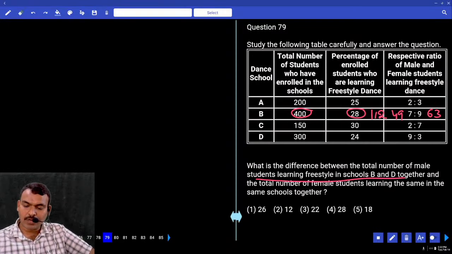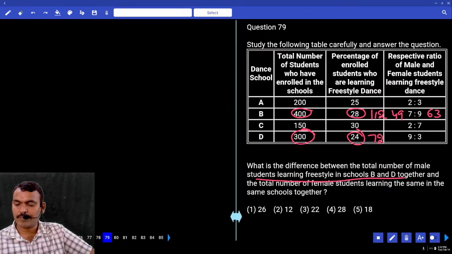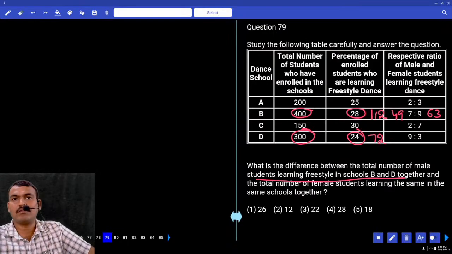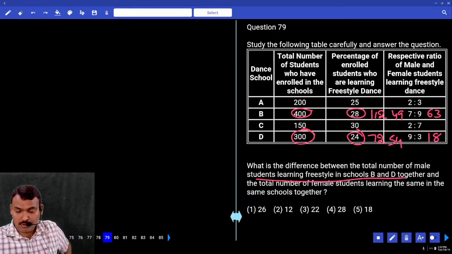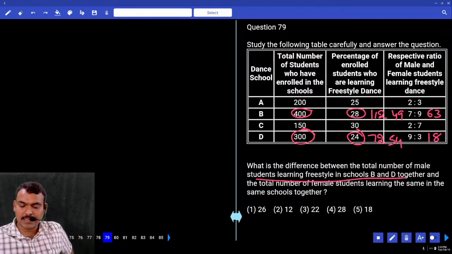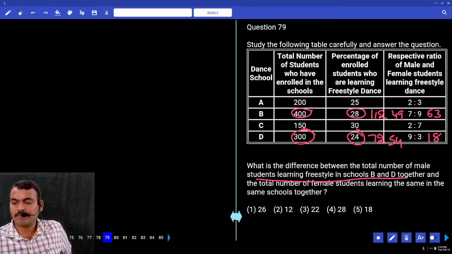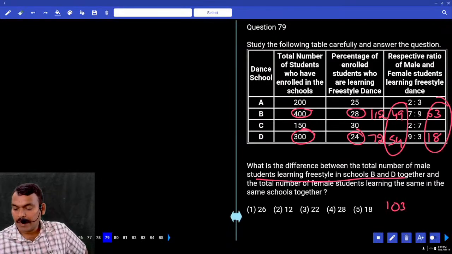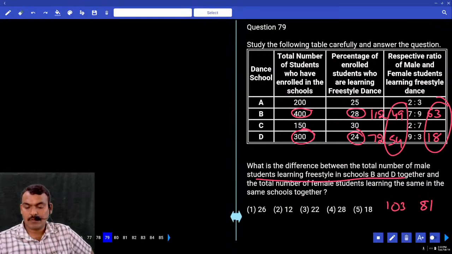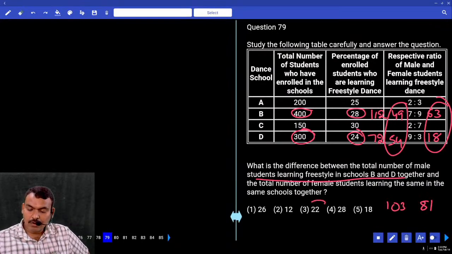And D also, out of 300, how much percent? 24%. Means 72. It is split in 9:3 ratio. 12 parts 72, every 1 part is 6. 9 parts are 54, 3 parts are 18. What is the question here? Total number of female students learning in the same, difference between male and female. What is 49 plus 54? 103. 63 plus 18? 81. What is the difference? 22 or not?